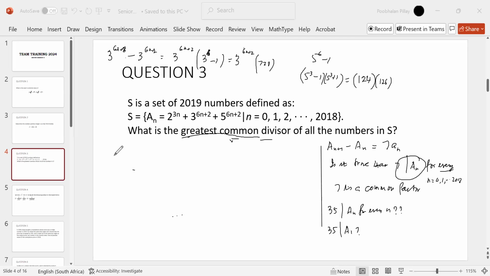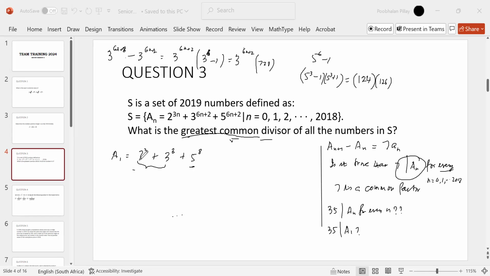A1 is 2 cubed plus, with n equals 1, this is 3 to the 8, and this is 5 to the 8. So the question is, is A1 a multiple of 5? You already have a multiple of 5 here. So the question is, is this a multiple of 5?